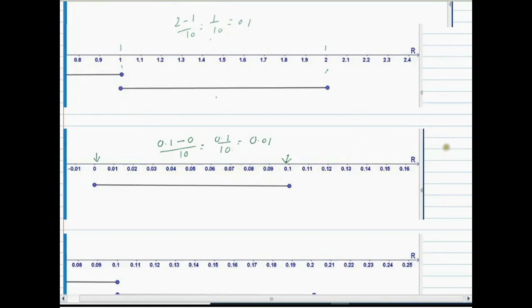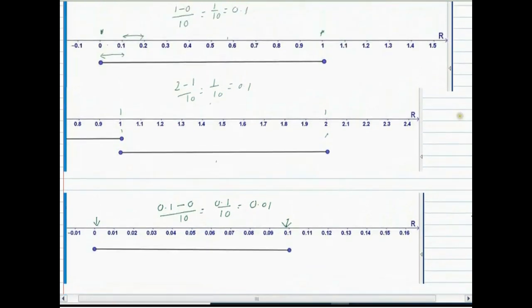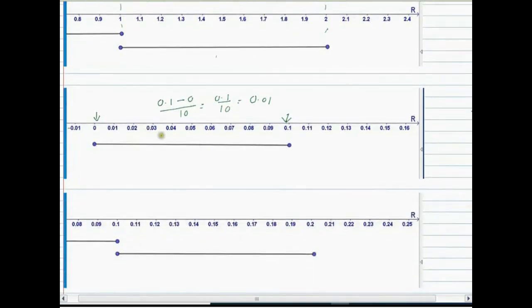Similarly, this interval 0 to 0.1 we have divided into 10 equal parts. 0.1 to 0.2 can also be divided into 10 equal parts. So this is your 0.1, this is your 0.2, and we are dividing it into 10 equal intervals, each of length 0.01. So 0.1 plus 0.01 is 0.11, plus 0.01 is 0.12, and so on.